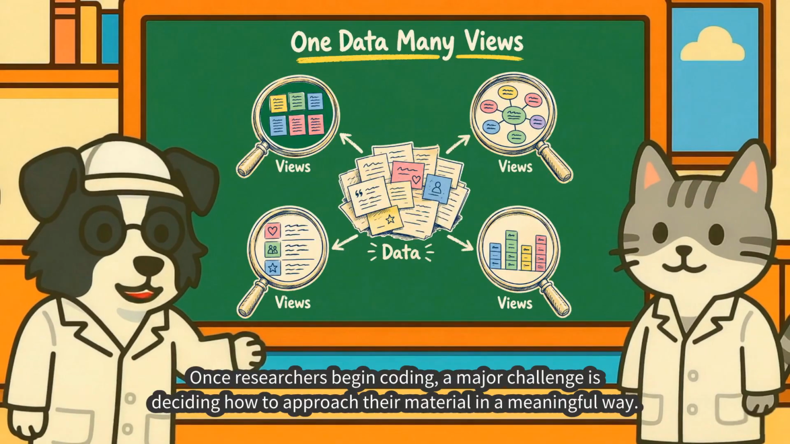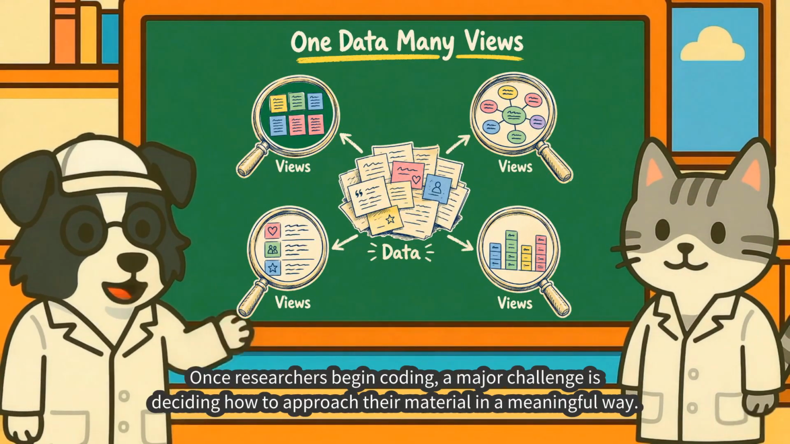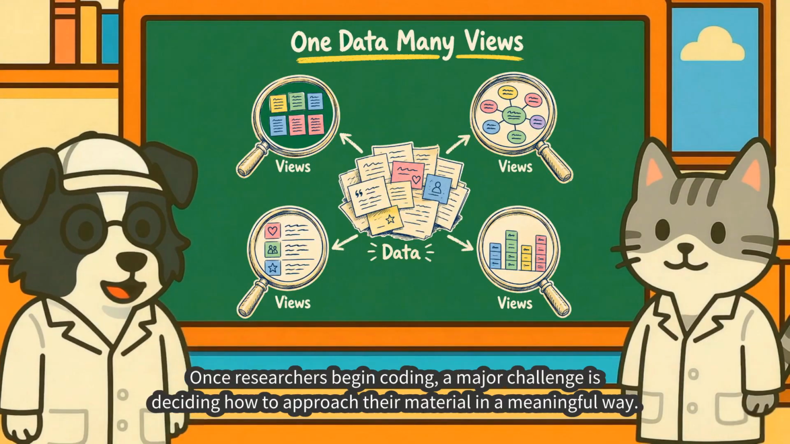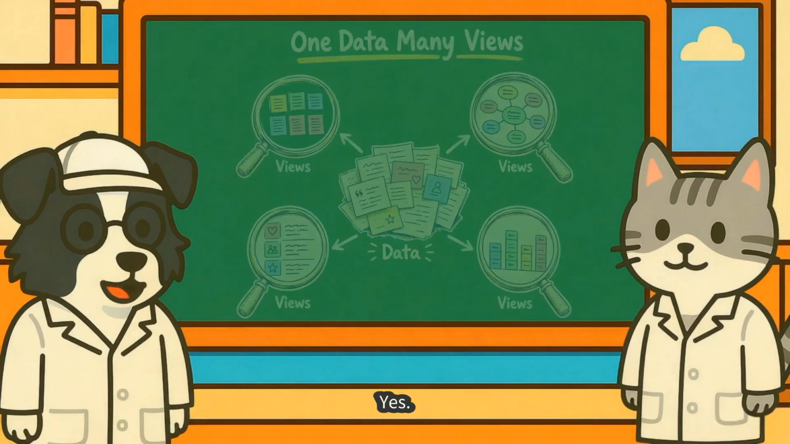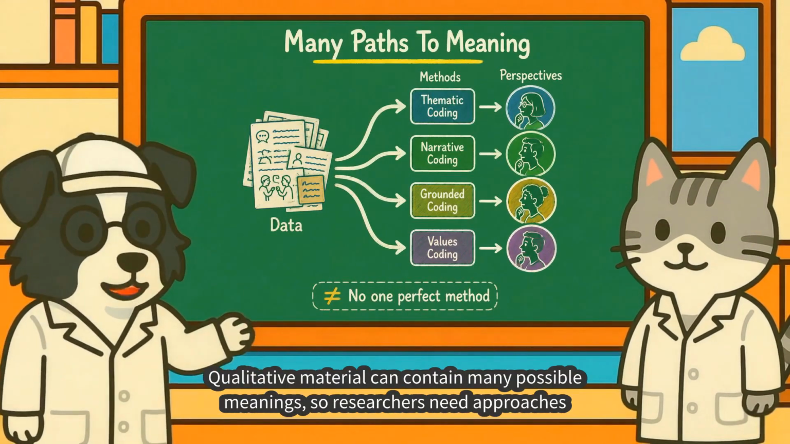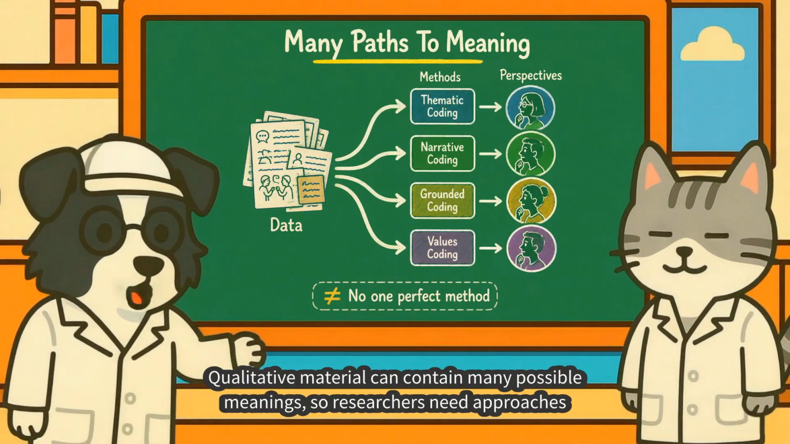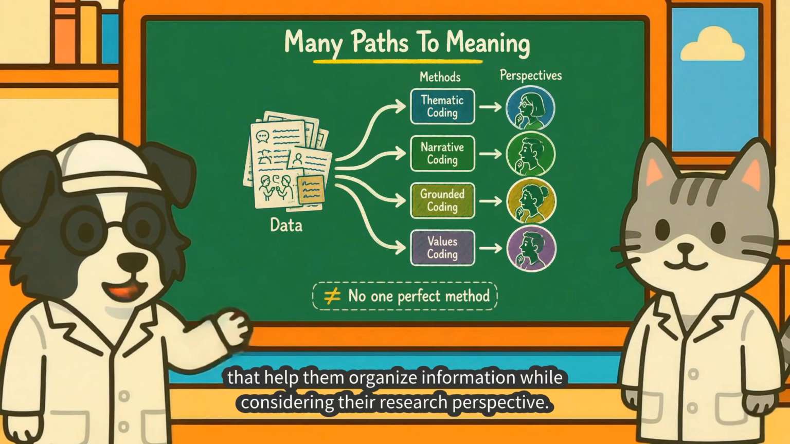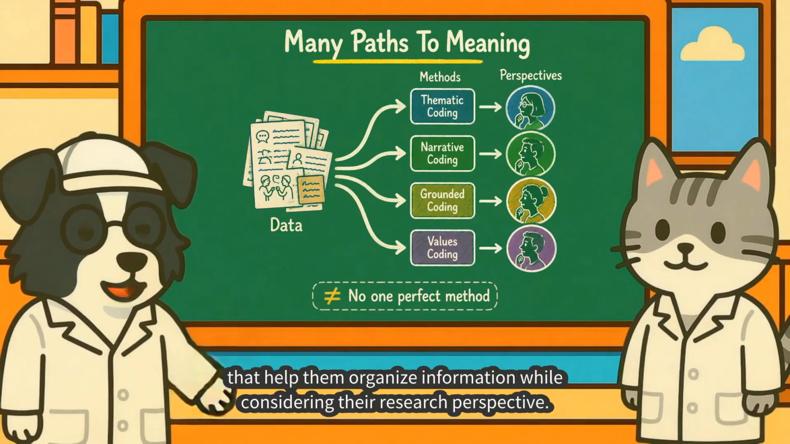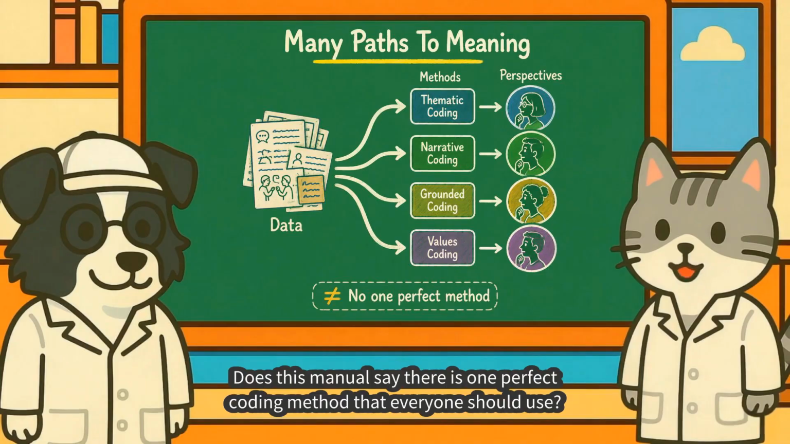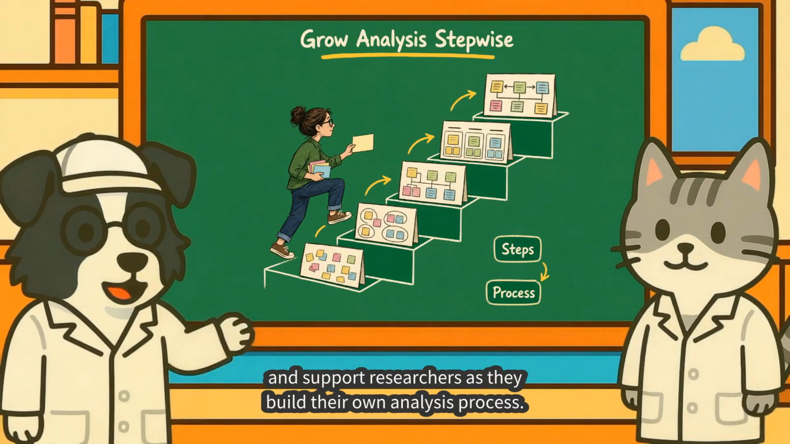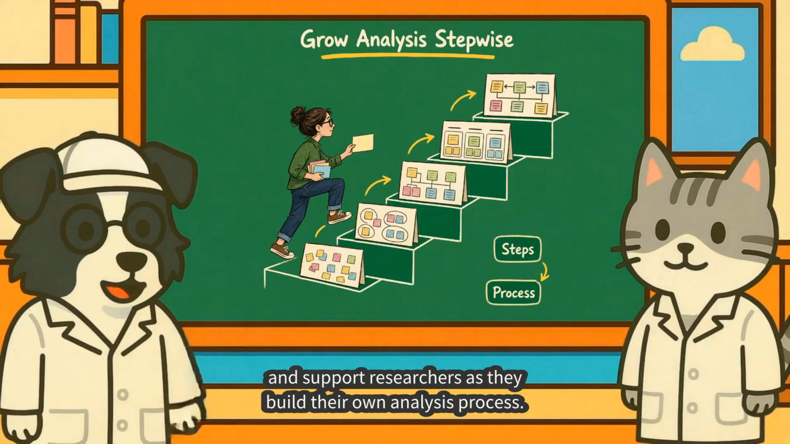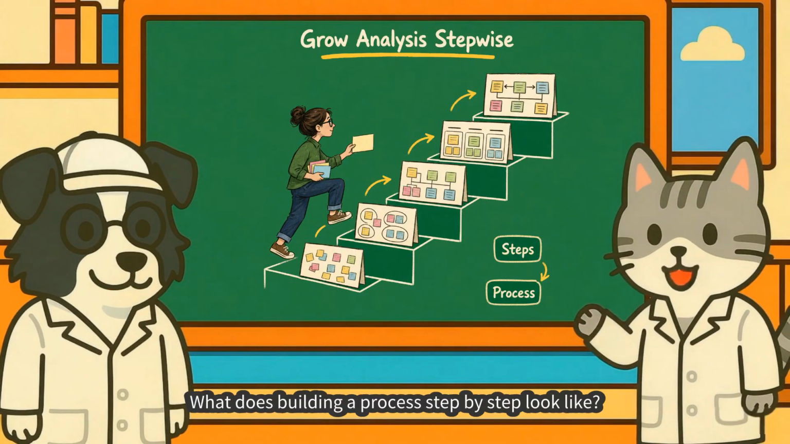Once researchers begin coding, a major challenge is deciding how to approach their material in a meaningful way. Could the same qualitative information be examined from different perspectives? Yes, qualitative material can contain many possible meanings, so researchers need approaches that help them organize information while considering their research perspective. Does this manual say there is one perfect coding method that everyone should use? No. Its purpose is to provide guidance on different coding approaches and support researchers as they build their own analysis process. What does building a process step by step look like?